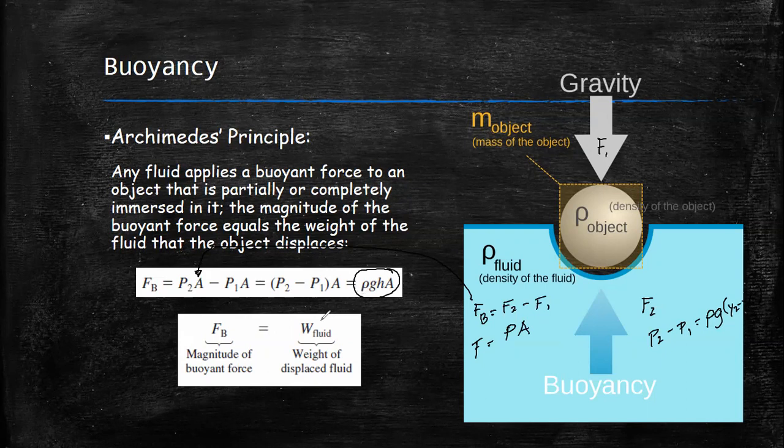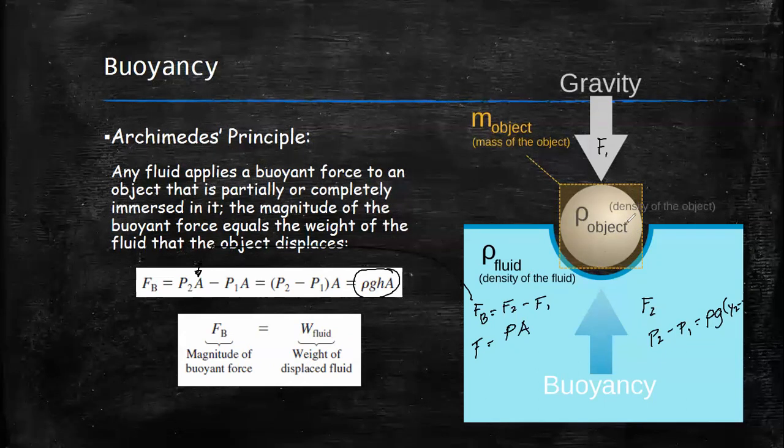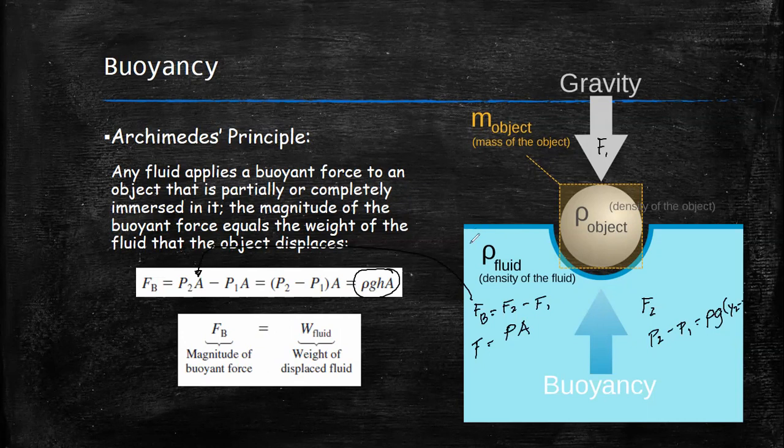And according to Archimedes' principle, the buoyant force is equal to the weight of the fluid that is being displaced. So imagine we have an object that is submerged in the fluid. Then there will be a difference in the height or depth of the water. So we know that there will be a displacement or change in the weight of the fluid.